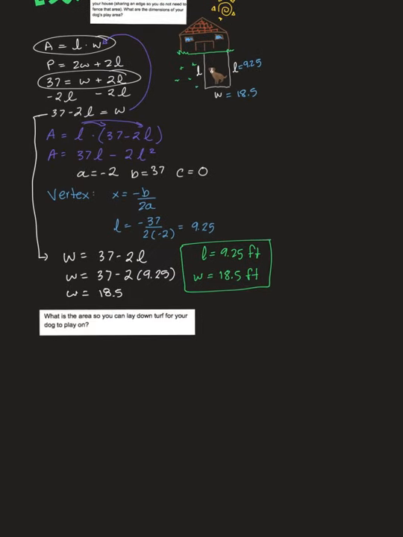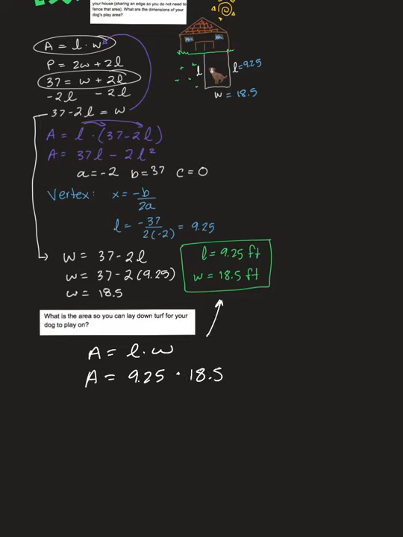Okay, so suppose it asked you what is the area so you can lay down turf for your dog to play on. So you want to know how much is the whole area. So all we have to do is just substitute what we know. We know area is length times width. And then we just substitute our L for 9.25 times the width is 18.5 from what we got right above.